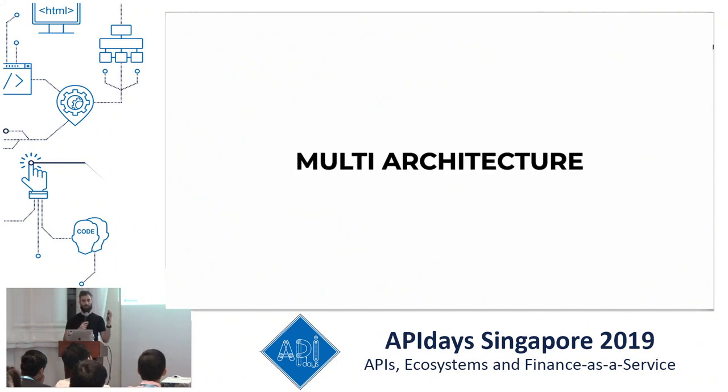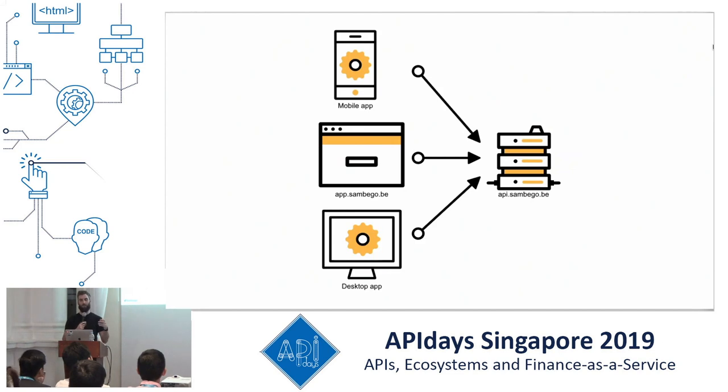You can also have an architecture like this, a mobile app, a web app, a desktop app, and they all contain or use or consume the same data. Is anybody working on a project like this, where you have multiple clients accessing the same APIs?